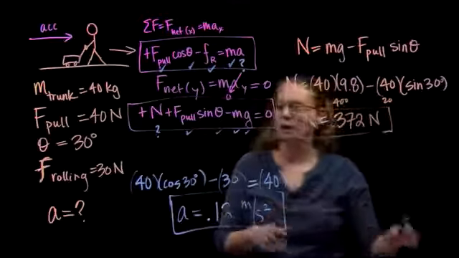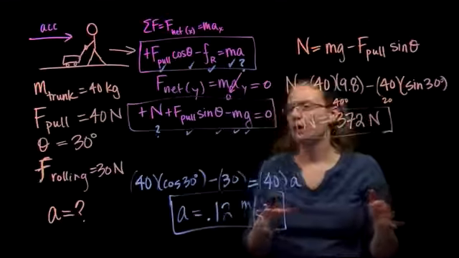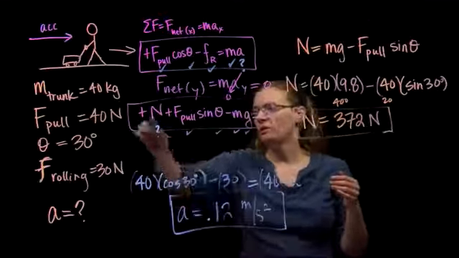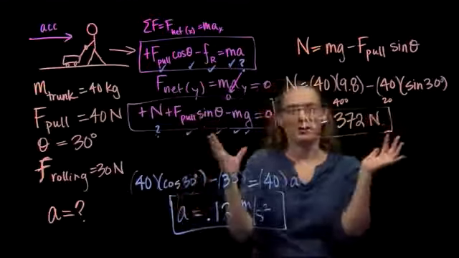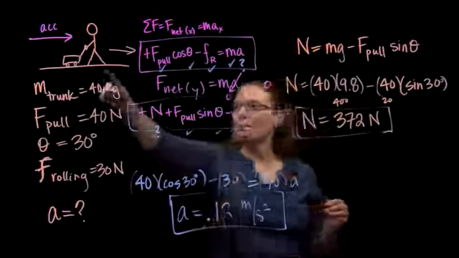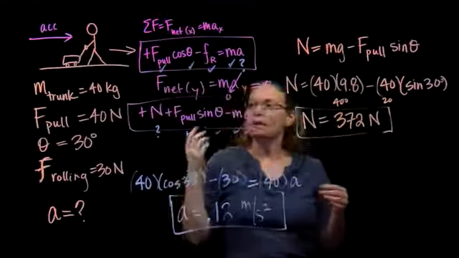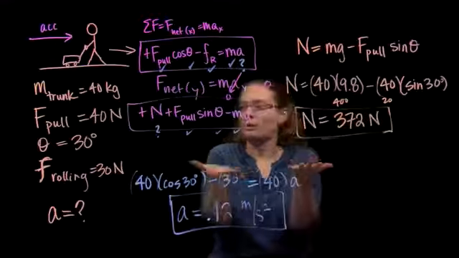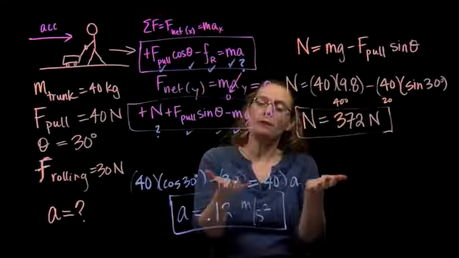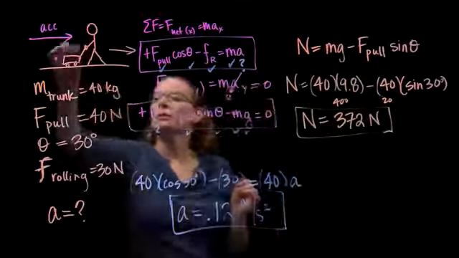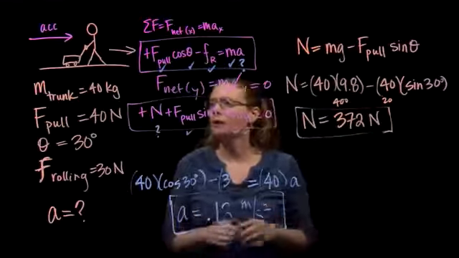Which is totally reasonable. It's not the full weight of the trunk, because the full weight of the trunk would be 40 kilograms times 9.8, which would be about 400 newtons. The strap that we've got here is pulling up a little bit, and so it's reducing the amount of force the floor has to push up on the trunk with, because we're helping out the floor. The floor doesn't have to do as much work because we're pulling up on the trunk a little bit. Not a lot, because it's not a huge difference, but yeah, a little bit.